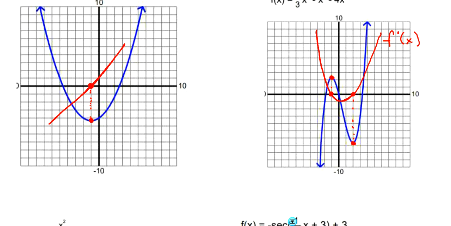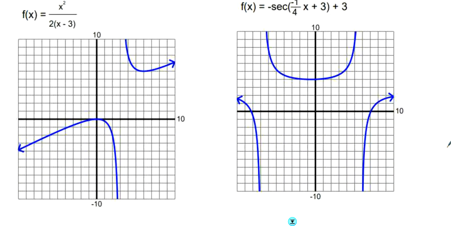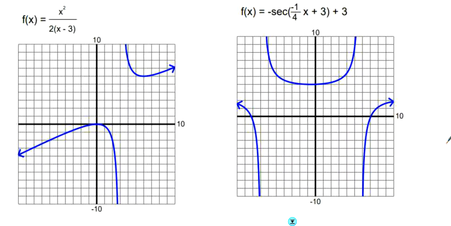All right. Let's look at something like this. Basically, on this problem, we have this rational function. We do have an asymptote right here.